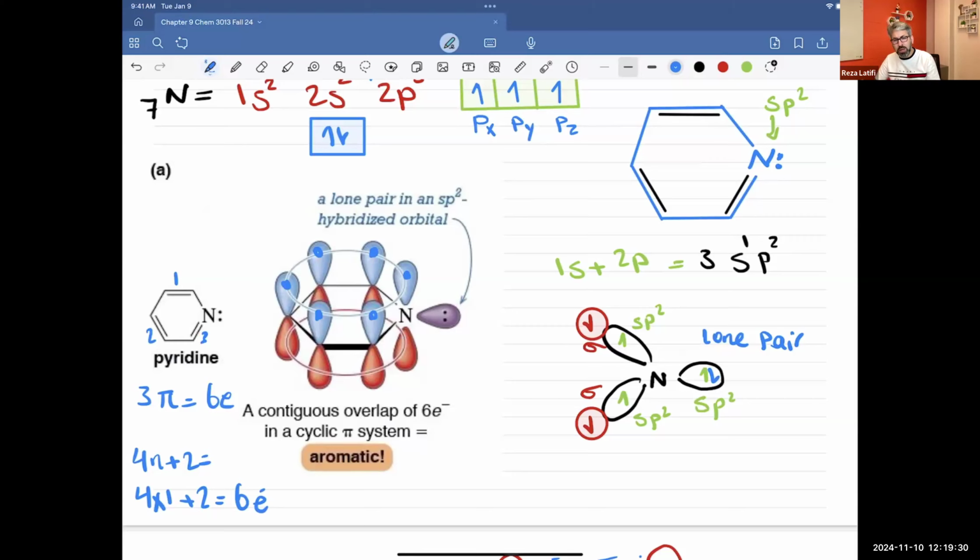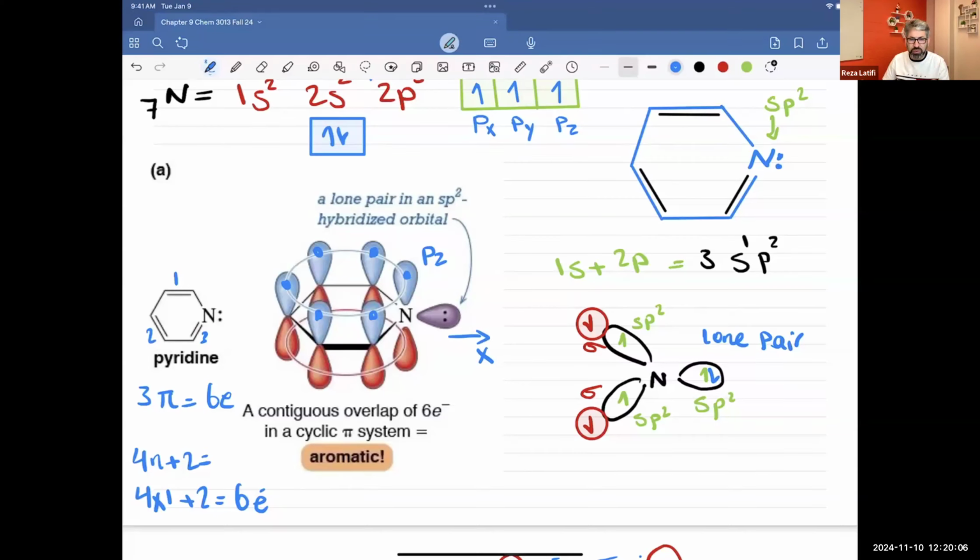How about the lone pair? The lone pair is perpendicular to the p orbital, or technically to the ring. So it's not lined up with it. This one is pz. You can call this one px, py, or say aligned with x or y, whatever. It's perpendicular because it's not involved with the conjugated system, the pi conjugated system. We say it has nothing to do with the aromaticity.